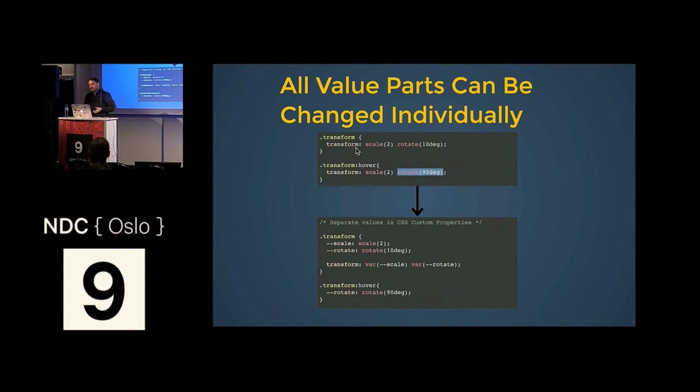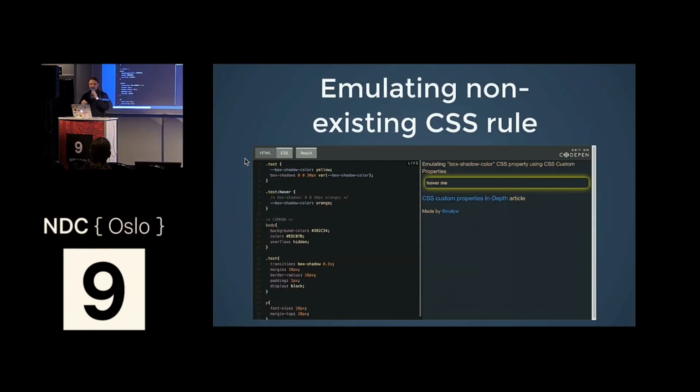Usually you wait until the browser adds support for these separate properties. For transform, it's still not available in many browsers. Just use custom properties. Here, you see, I extracted scale and rotate into separate properties. Everything I do here is change only the rotate part on hover. Ta-dam, it immediately works. So all the values can be changed individually. Just separate them.